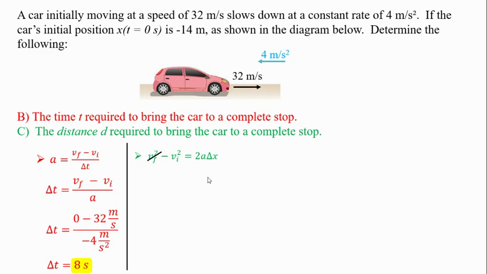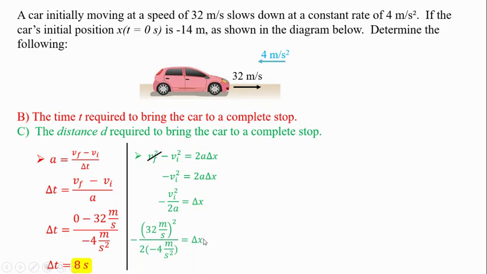I've chosen this, why? Because VF is 0, so I can cross that out. I know my VI, I know my A, so really all I have to do is solve for delta x by manipulating this function. To get delta x by itself, I simply divide both sides by 2a. So here I have negative VI squared divided by 2a. I know my VI is 32, and I know my A is -4.